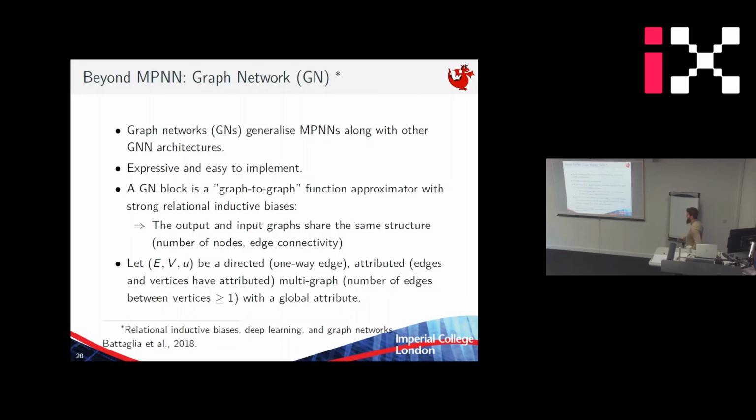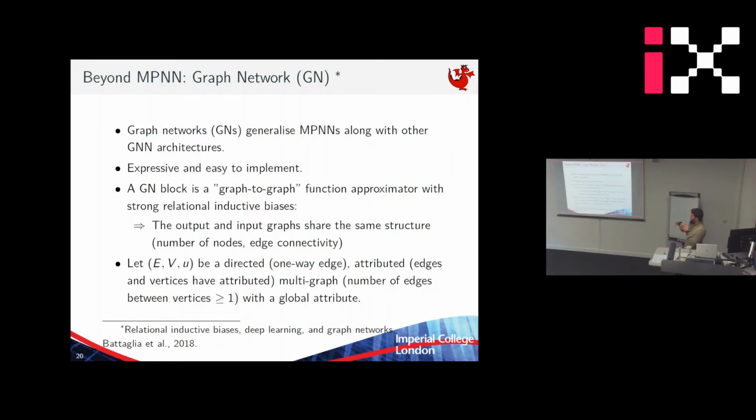This generalizes MPNNs along with other GNN architectures. There are different architectures that fall into that setting, the graph network setting. So it's an expressive setting and easy to implement. The way to see it, it's a graph-to-graph function approximator. So you take one graph, you return another graph. And with strong relational inductive biases, what that means is you take into account the relations between the different entities in your graph.